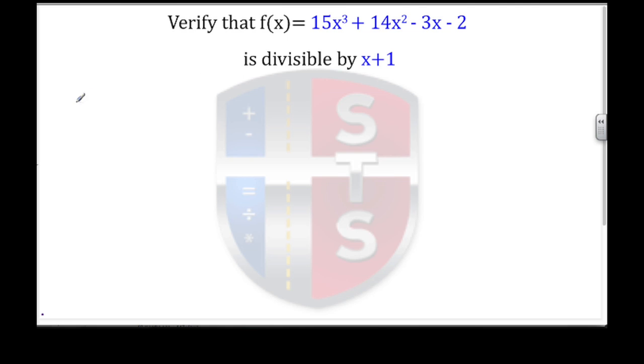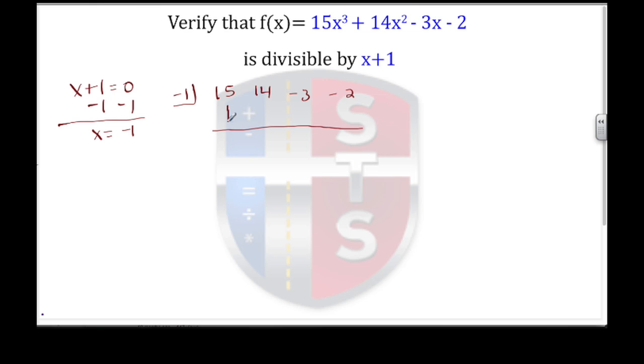So we begin by taking the divisor, which would be x plus 1, and setting that equal to 0. Subtracting 1 from both sides, we figure out that x in this case would be -1. So that there is our divisor. Then we continue by taking the coefficients of each one of the terms in our function f of x. So 15, 14, -3, -2.